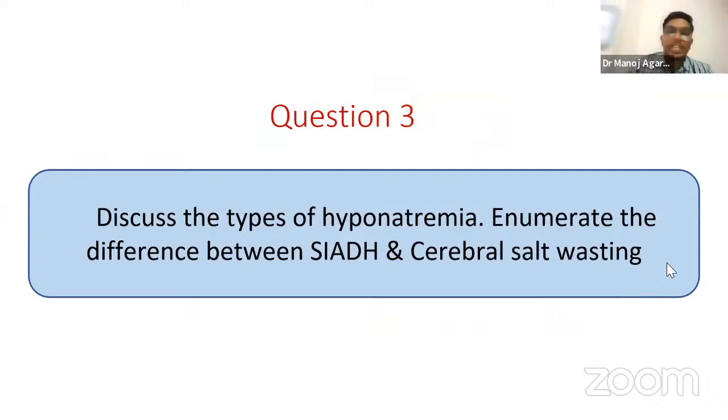So it was a very nice explanation about various clinical features of hyponatremia. The important thing is the level of sodium, and the rate of fall is also important. So we will move towards the third question. What are the types of hyponatremia and what is the difference between SIADH and cerebral salt wasting syndrome?